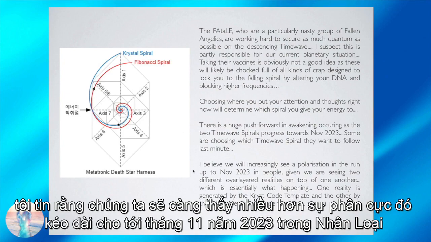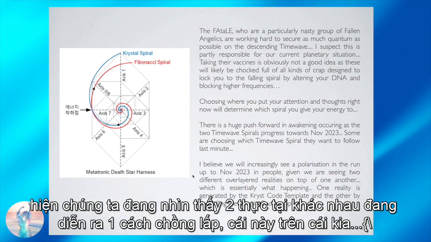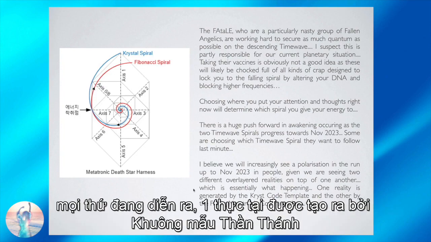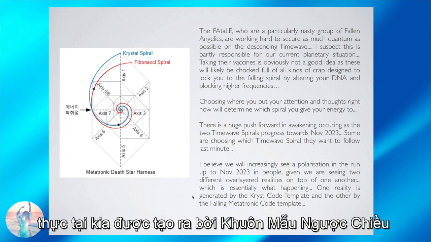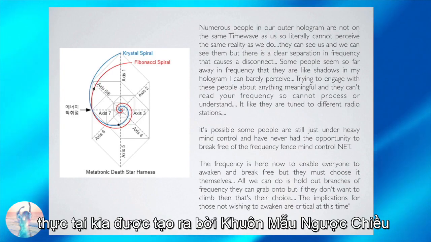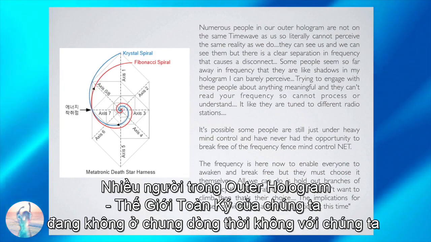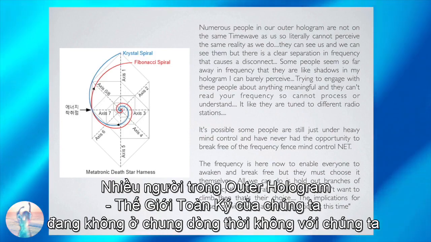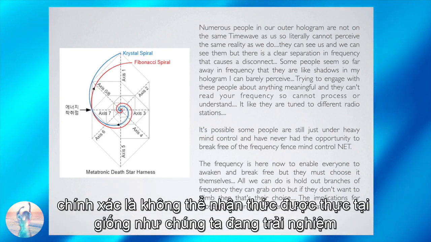I believe we will increasingly see a polarization in people in the run up to November 2023, given we are seeing two different overlaid realities on top of each other, which is essentially what is happening. One reality is generated by the Christic code template and the other the falling Metatronic code template. Numerous people in our outer hologram are not on the same time wave as us, so literally cannot perceive the same reality as we do.